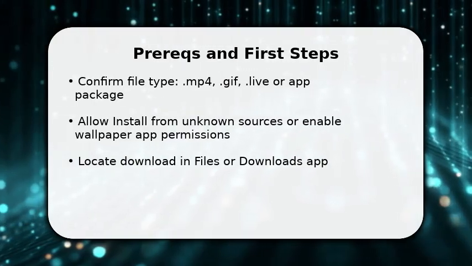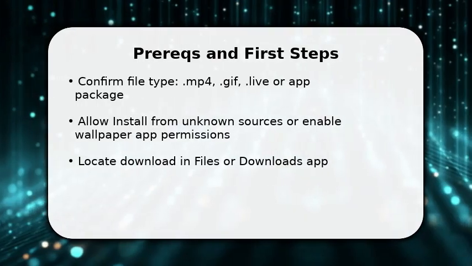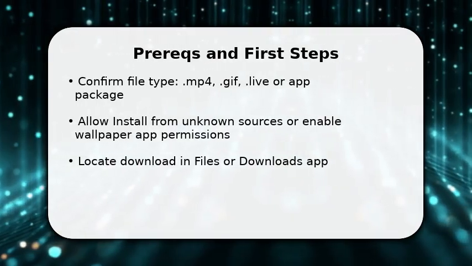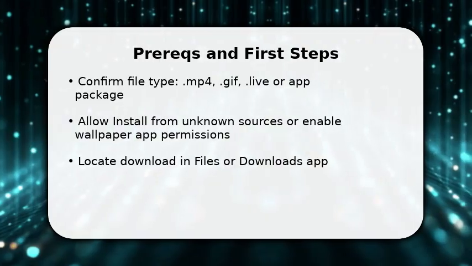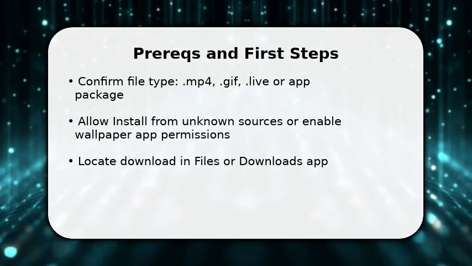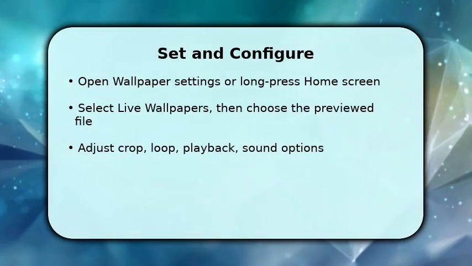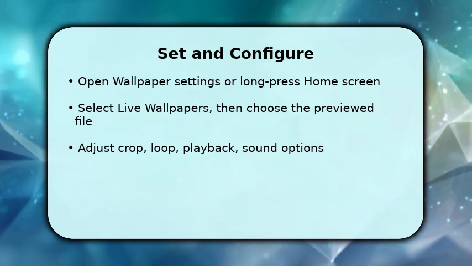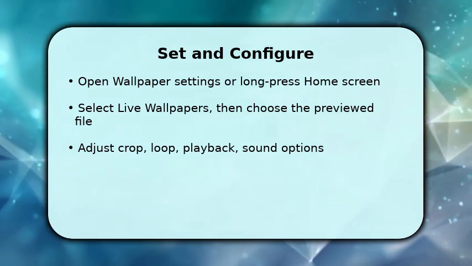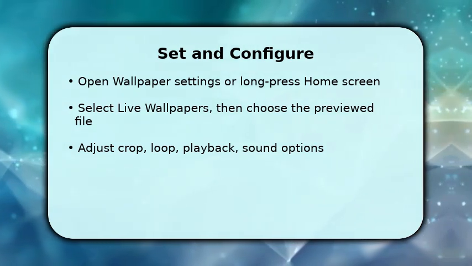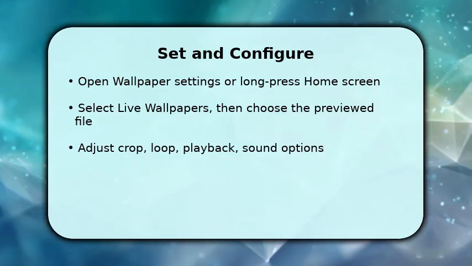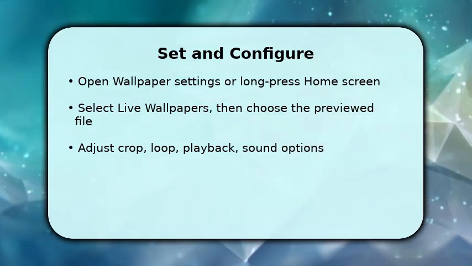Once done, choose Set as Wallpaper or export the file to the System Wallpapers folder so the OS can access it for the next steps. Now, long press an empty area on your home screen or go to Settings, Wallpaper, and select Live Wallpapers. You should see the File or App Provided option. Tap it to open the preview and use pinch or crop controls to frame the animation correctly.